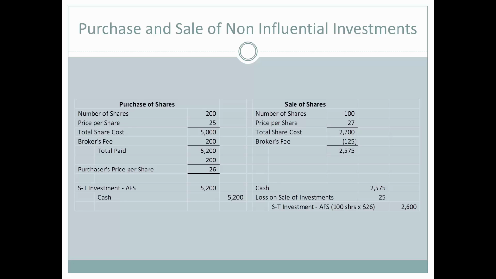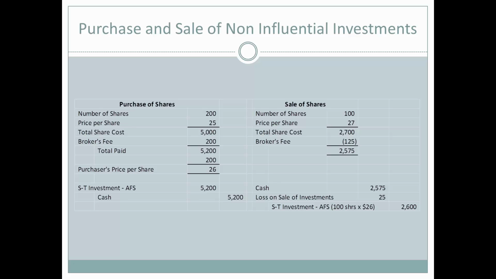So short-term investment available for sale. This could also be short-term investment, a trading security. $5,200 is what it cost us, and that's the value or the cost of the security. So we're just looking at this as though it's an equity transaction, but they could also be debt transactions. So this is looking at an example of what could be either a trading security or an available for sale security when we're purchasing equity.